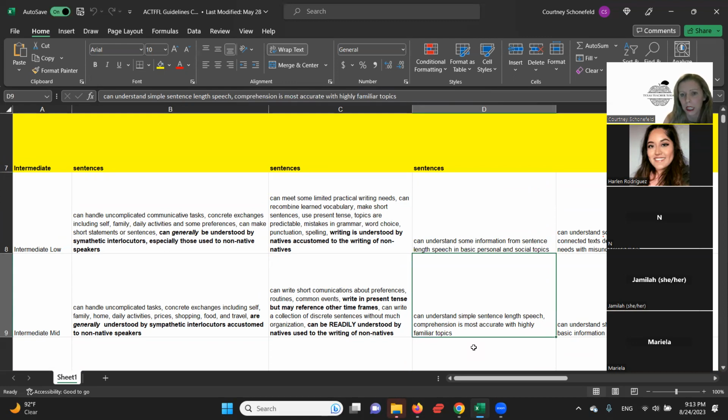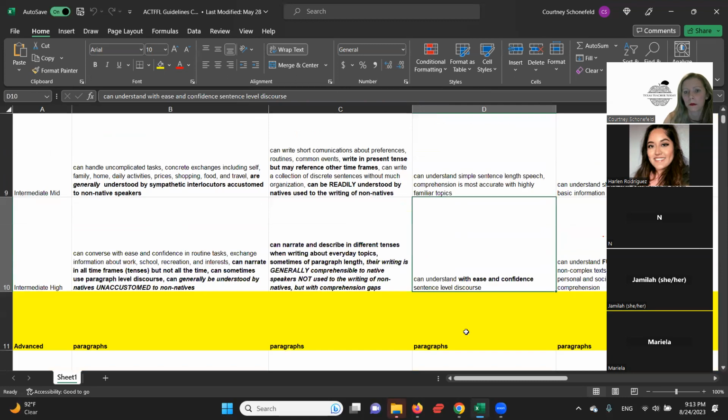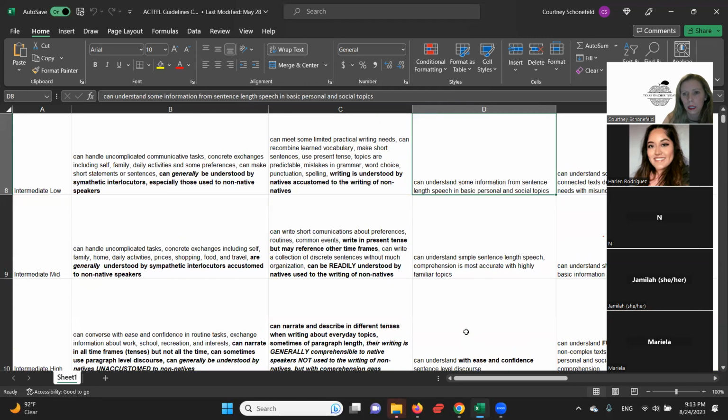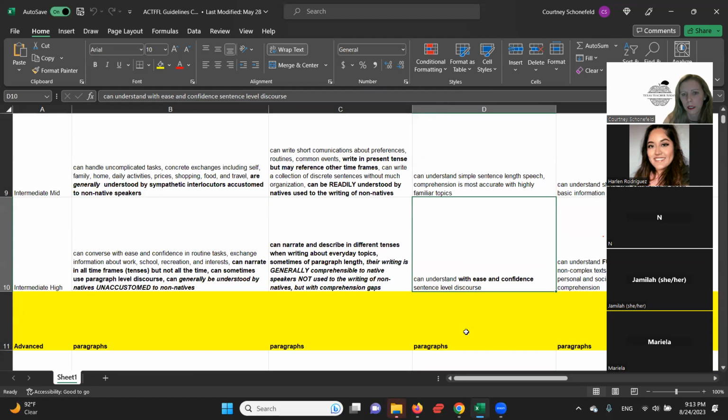Comprehension is most accurate with highly familiar topics. So even at the intermediate level, it still needs to be highly familiar topics. And then intermediate high can understand with ease and confidence sentence level discourse. So at the intermediate low, they can understand some. So they've grown a lot when they get to intermediate high with ease and confidence.